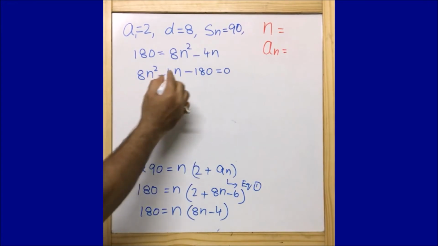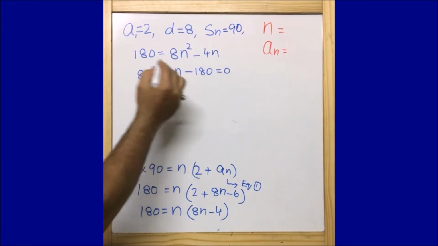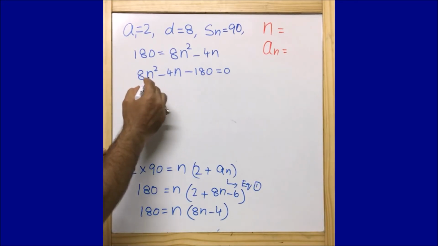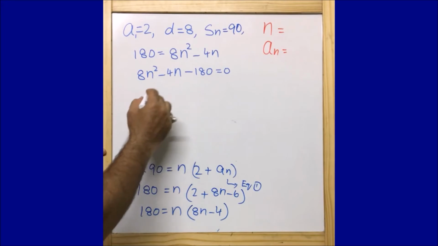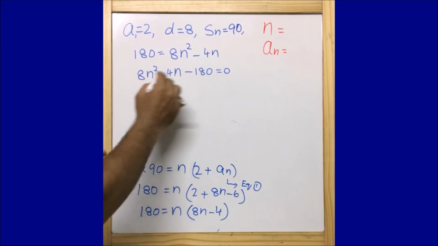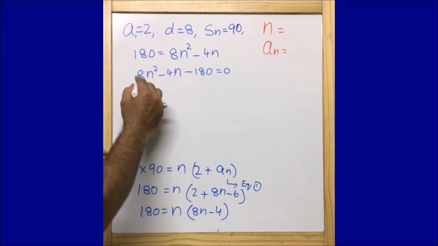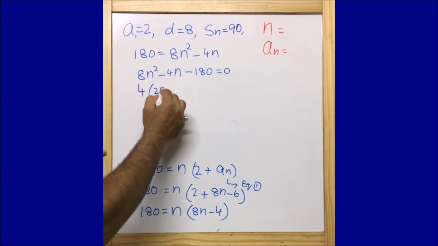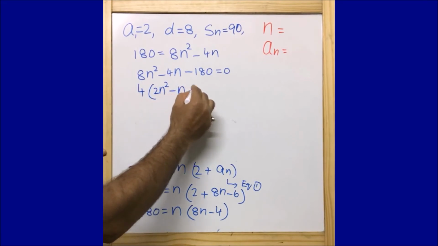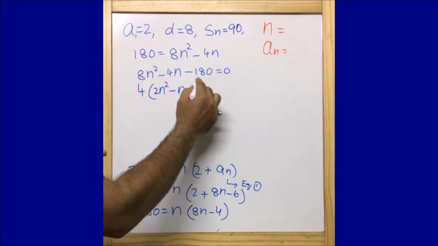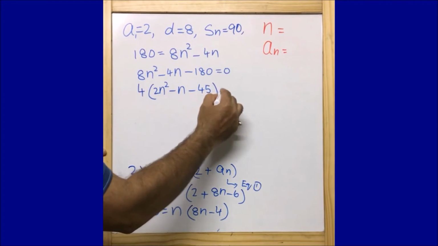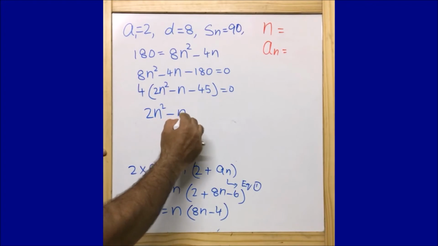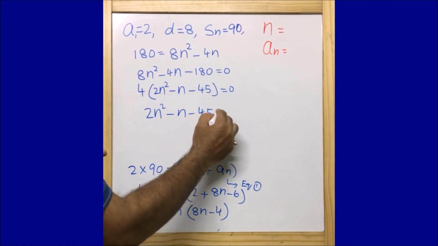So guys, you could see that we are getting a quadratic equation, and we are going to solve this quadratic equation. First of all, we could see that 4 is common. So let us first remove 4 from here. Taking 4 as common, I can write 4 times 2N square minus N minus 45, since 4 times 5 is 20 and 4 times 45 is 180, is equal to 0. Or I can write 2N square minus N minus 45 is equal to 0.